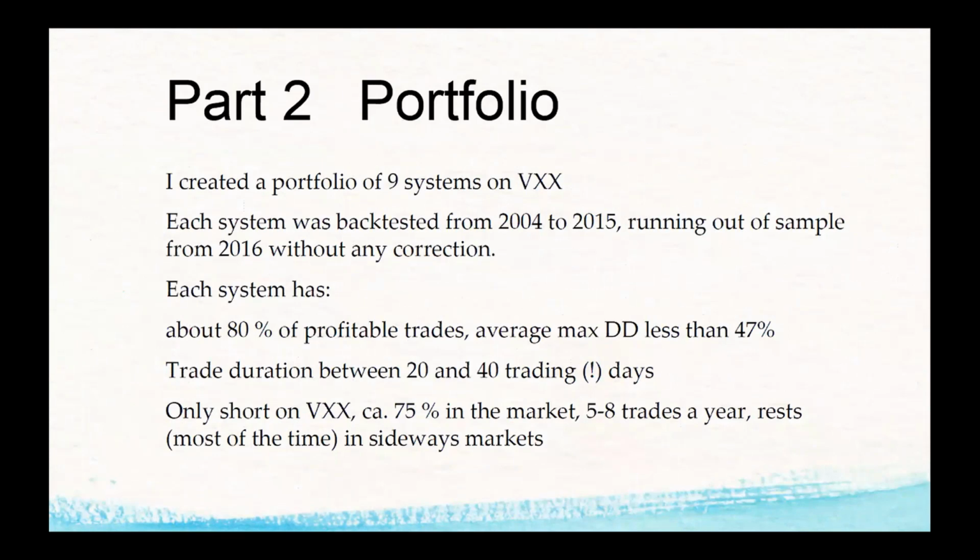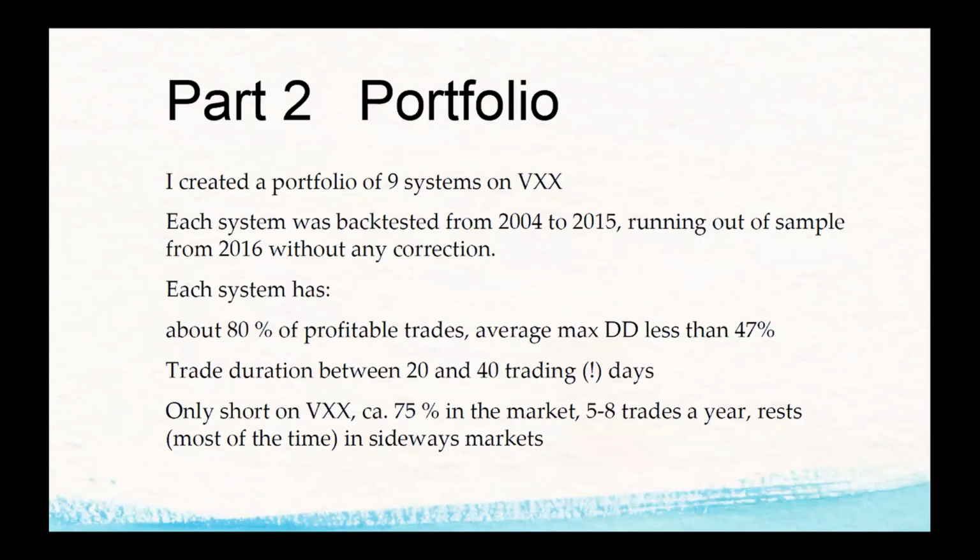Each system has about 80% of profitable trades. Average max drawdown is less than 47%. Trade duration is between 20 and 40 trading days, not calendar days. Only short on VXX. About 75% in the market and 5 to 8 trades a year, resting most of the time in sideways markets. The idea of the system is to let the drift work for you.